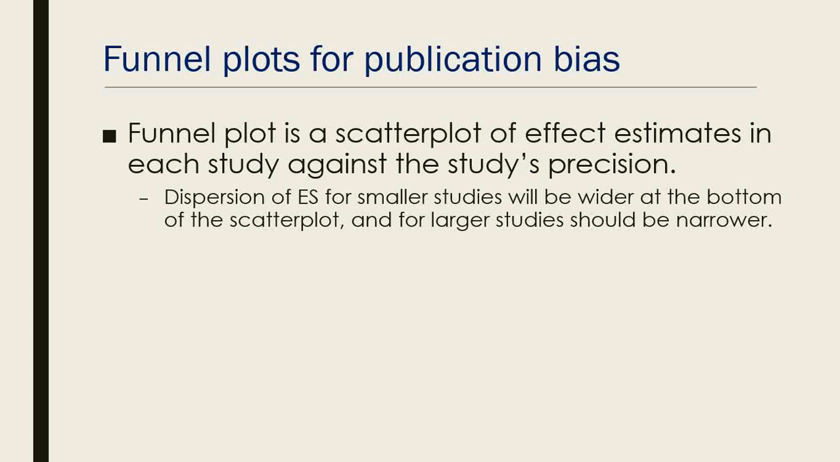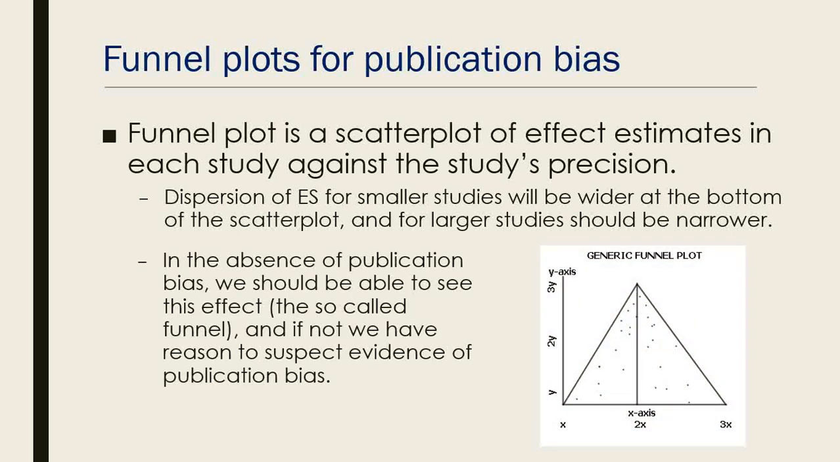The dispersion of effect sizes for smaller studies will be wider as they're less precise. So if you have a look at the bottom of the scatter plot, these should be fairly wide. And for studies that are larger, up the top there, it should be a much narrower range of values. In the absence of publication bias, we should see this effect. So there's much wider dispersal down the bottom than there is up the top.